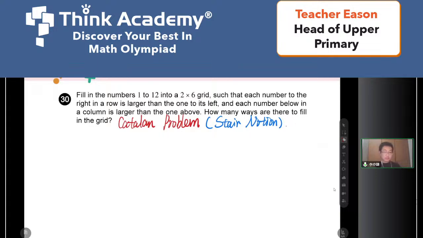I want to make a survey here. Maybe the environment in Singapore is different. Have you learned about this question before? If you have learned, type 1. If you haven't, type 2. Okay, I see a 2 here. I see 2 again. I see no again. Okay, I believe all of you haven't learned this before, right?